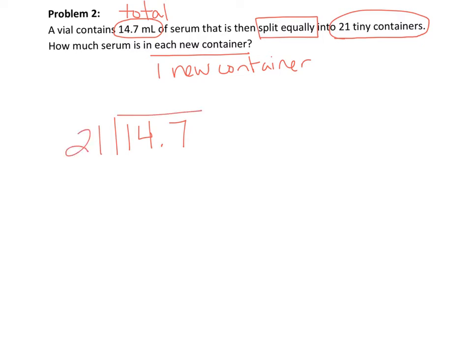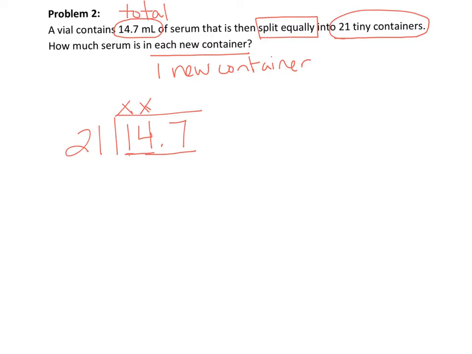21. And that's going to tell me how much serum is going to go in one container after I do this division. So I need to start with 1. So 1 divided by 21, can't do it. 1's too small, 21's too large. So now I need to think 14. So 14 divided by 21, or how many 21s can go into 14? 14 is too small, 21 is too big. So now I have 147. So 147 divided by 21, or how many 21s can go into 147?